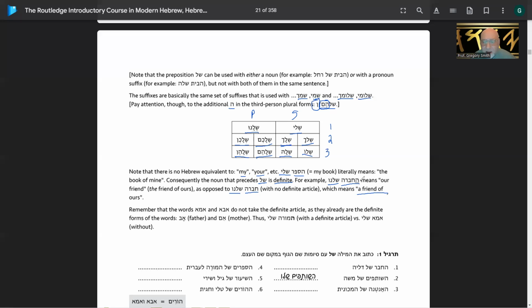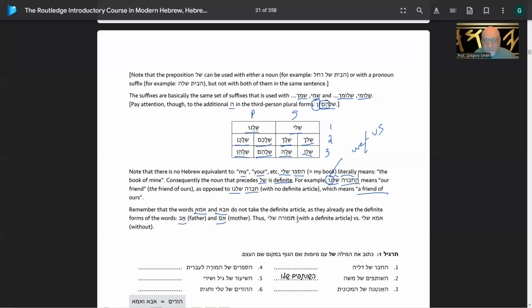So remember, this ha is the definite article, meaning the, and then haver, friend, and then shel, belonging to, and then the nu ending matches with anachnu, which is we or us, friend of ours. Okay, remember that the words ima and abba do not take the definite article, as they already are definite forms of words. Av for father and em for mother. This is like the base forms.